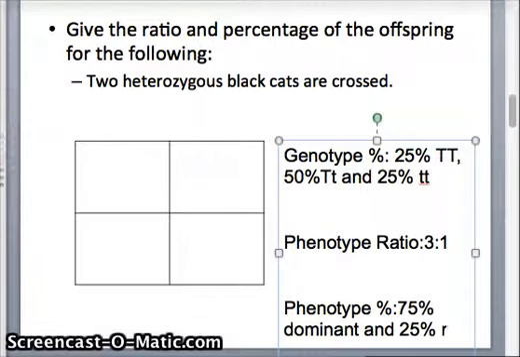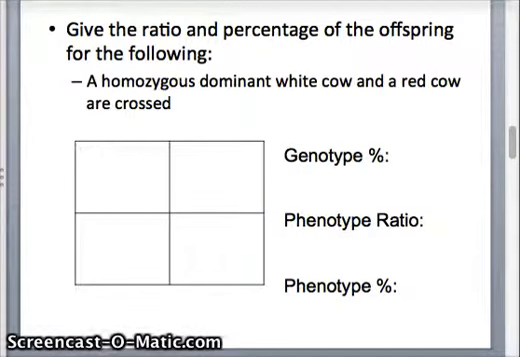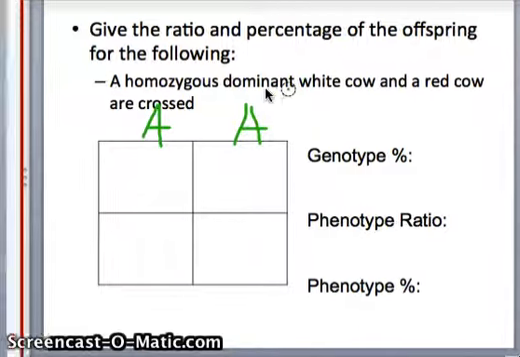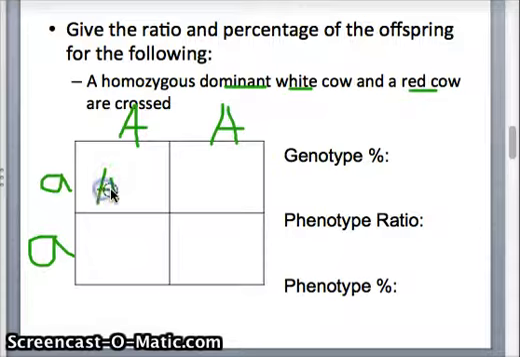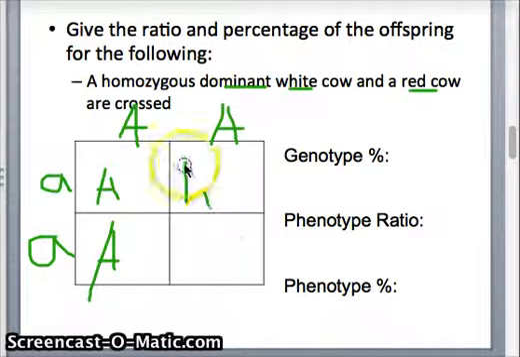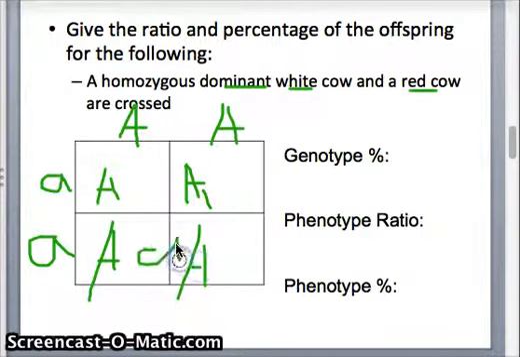Alright, do one more practice here, and then you can try the last two on your own. A homozygous dominant, so there's two big letters. And so if white is dominant, then red has to be recessive. So that means the other letters are going to be little a, little a. So then we fill in our Punnett square, big A, big A. Again, I should use T's. Big A, big A, big A, big A, little a, little a, little a, little a.